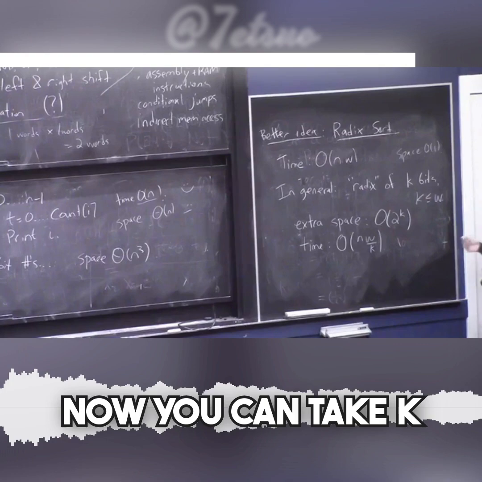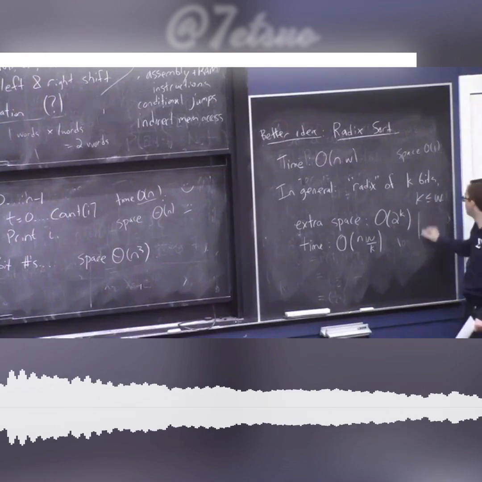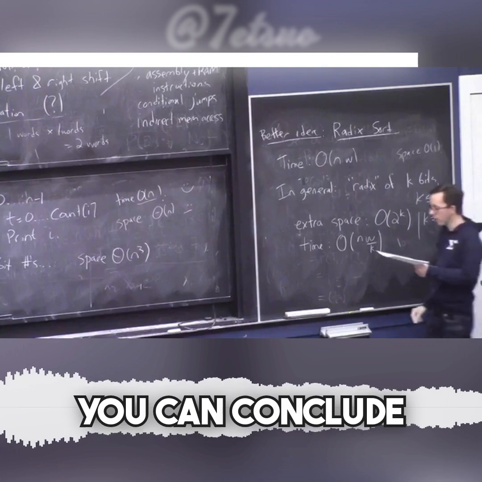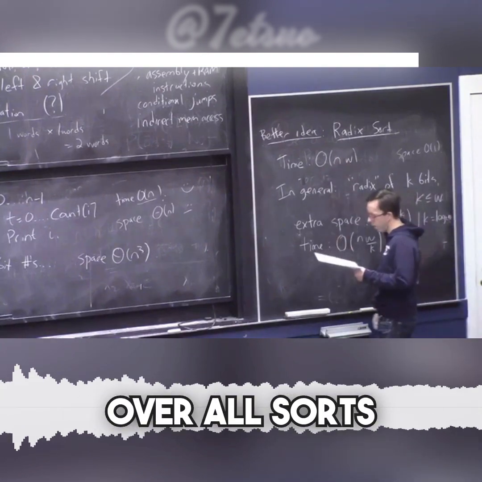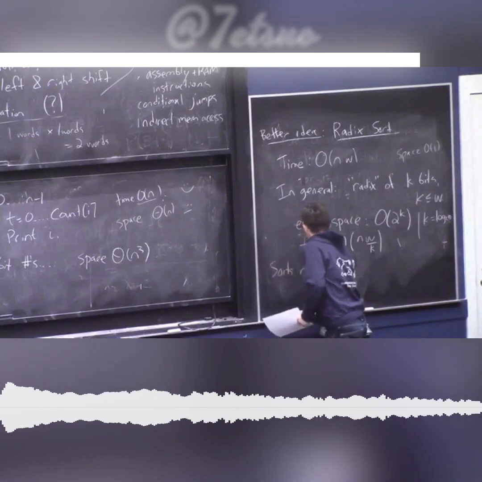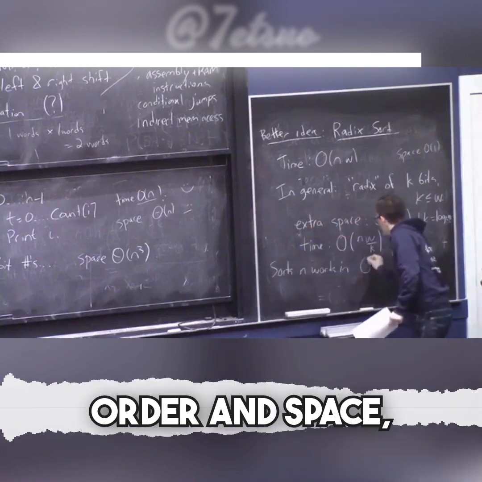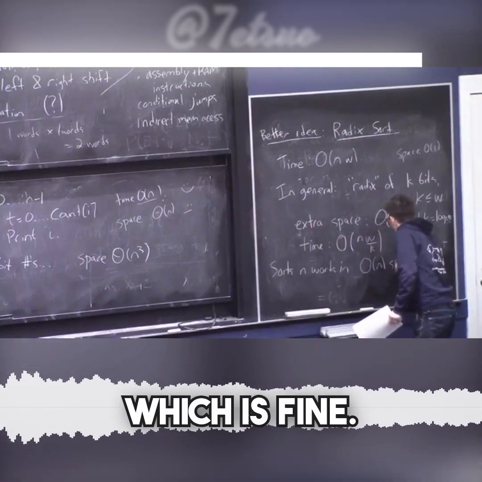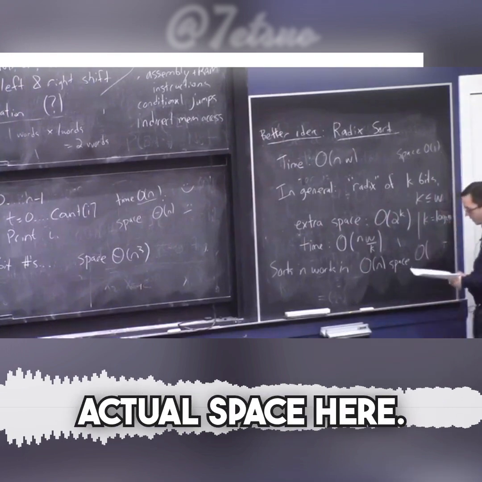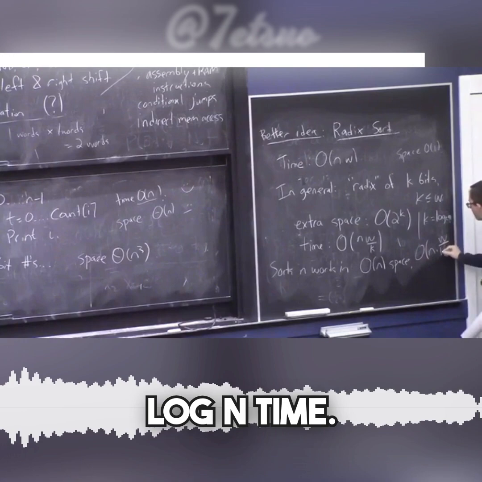Okay, in particular, now you can take k to literally be log base 2 of n. And what you can conclude is that radix sort overall sorts n words in order n space, which is fine, and order n times w over log n time.